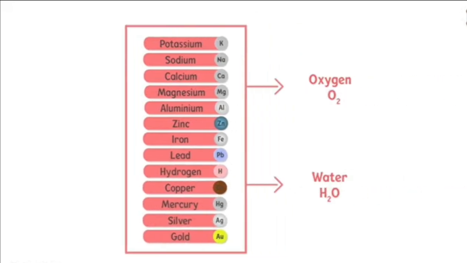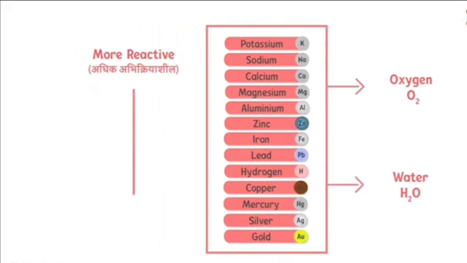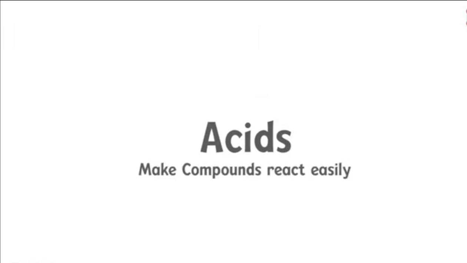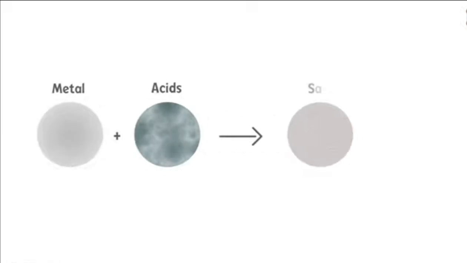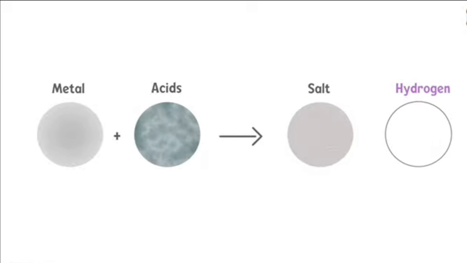Previously we have discussed the reaction of the metals with oxygen and water. So we have a series of metals which are highly reactive and which are less reactive. Let us discuss the reaction of the metals with the acids. Acid makes the compound react easily. When metals react with acid, they form salt and hydrogen gas.